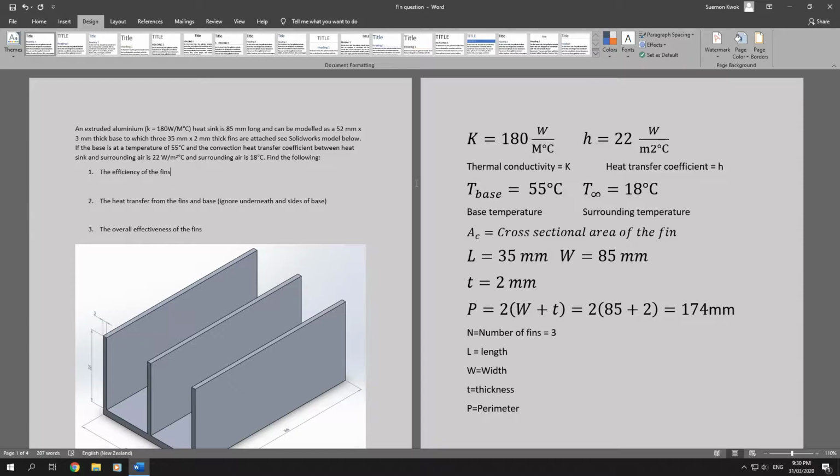Find the following: efficiency of the fins, heat transfer from the fins and base, ignoring the underneath and the sides of the base, and overall effectiveness of the fin.